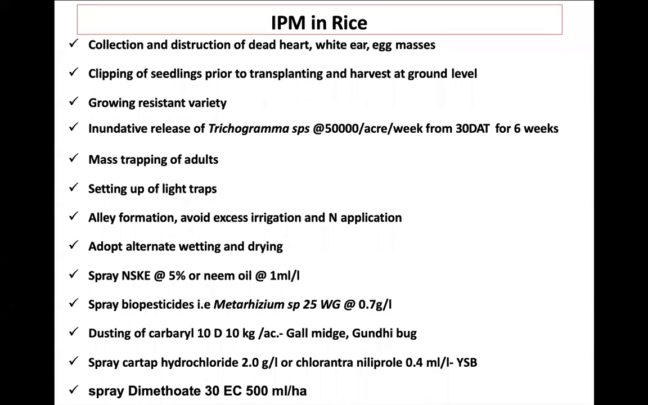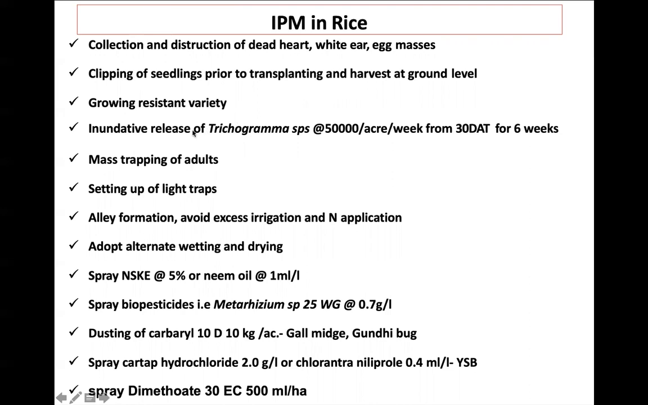So you can follow the IPM of rice, because IPM denotes integrated pest management, where we combine all the practices, cultural, mechanical, biological, chemical, to control all the pests. The important thing is collection and destruction of dead hearts, white ears and egg masses, and clipping of seedlings. Generally the yellow stem borer lays eggs in groups at the apical leaf of the rice plant. So while transplanting we can clip those egg masses. So you can protect from yellow stem borer.